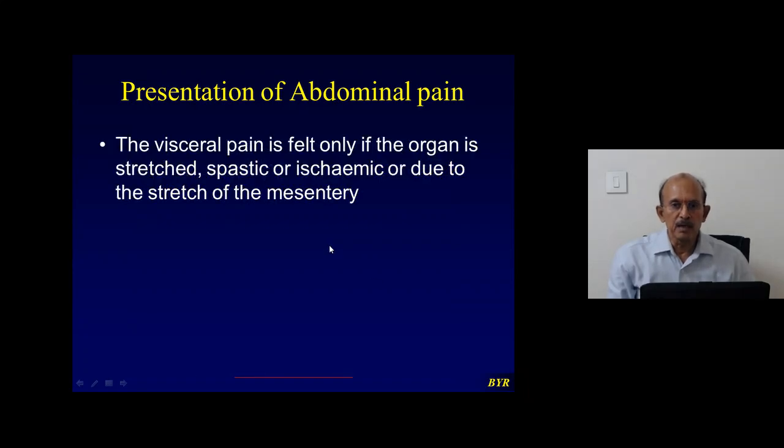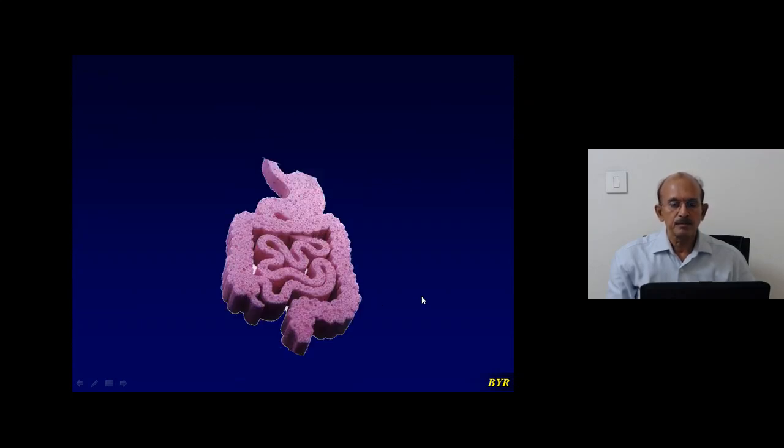The visceral pain is felt only if the organ is stretched, spastic, or ischemic, or due to stretch of the mesentery. Now let us see how the sympathetic nerves supply the gut.